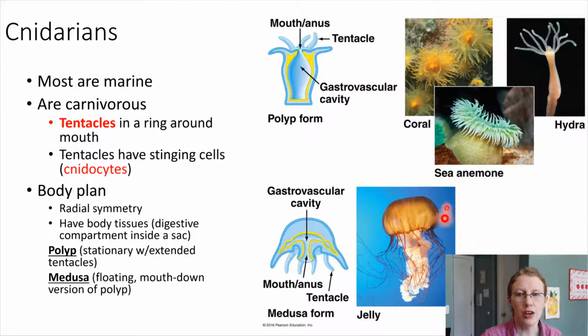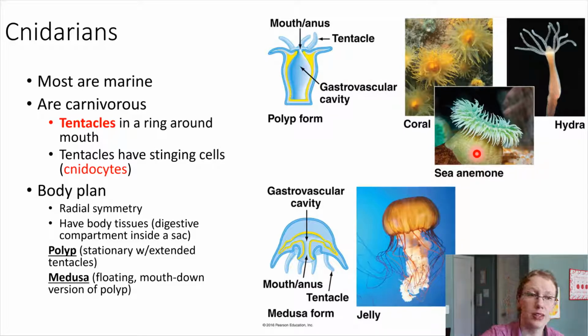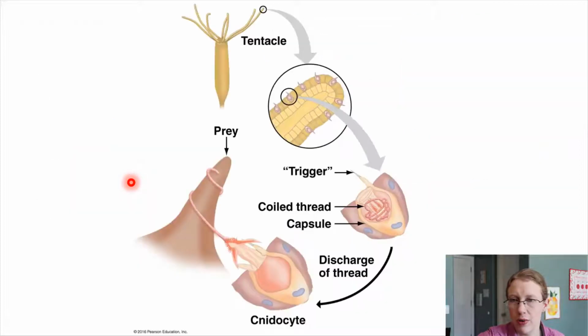Cnidarians can either be free-floating, like the jellyfish, with their tentacles pointed downwards, and that's called a medusa. Or cnidarians can be in a polyp form, and this is the form that is stuck to a rock and the tentacles are pointed upwards. So two different body plans, but in either case, these animals are using tentacles in order to catch their prey. The tentacles have some special cells called cnidocytes. I'm going to show you a close-up of a cnidocyte on the next slide. Let's take a look. Cnidocytes are stinging cells.